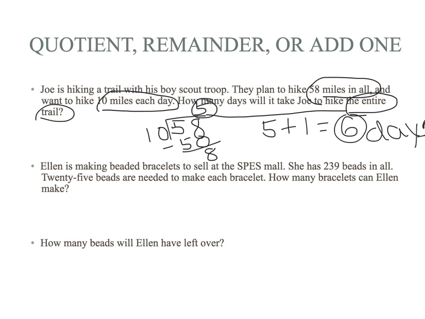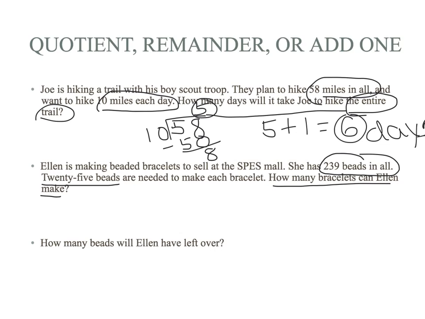Here's another example. Ellen is making beaded bracelets to sell at the SPES mall. She has 239 beads in all. 25 beads are needed to make each bracelet. How many bracelets can Ellen make? So here you're trying to think, am I going to add 1 to the quotient, use the remainder as my answer, or is the quotient my answer, and I drop the remainder?